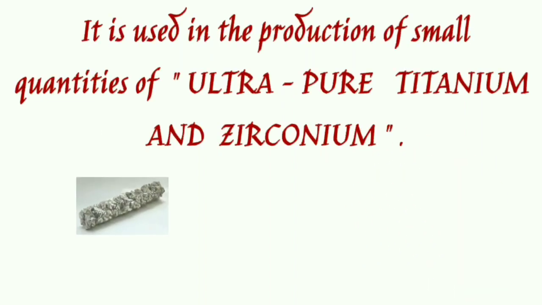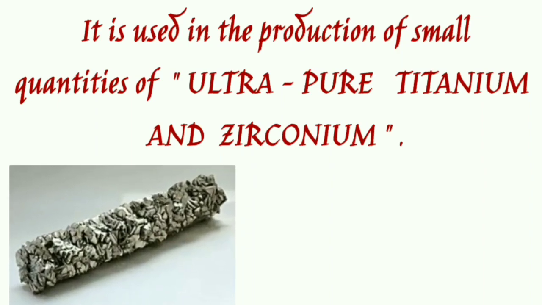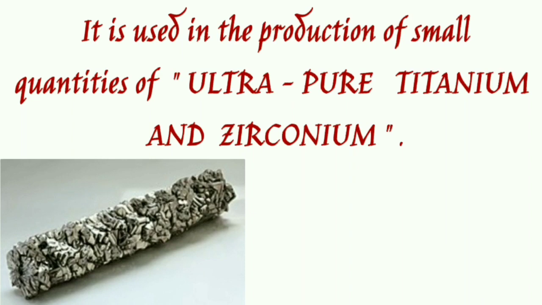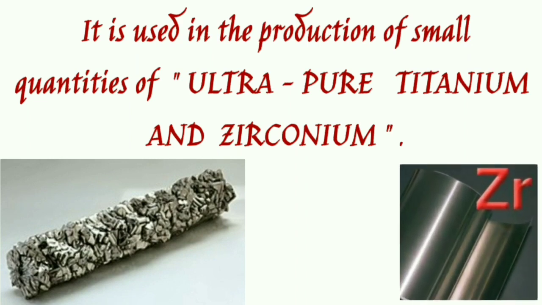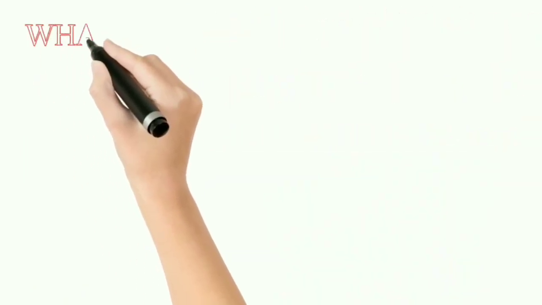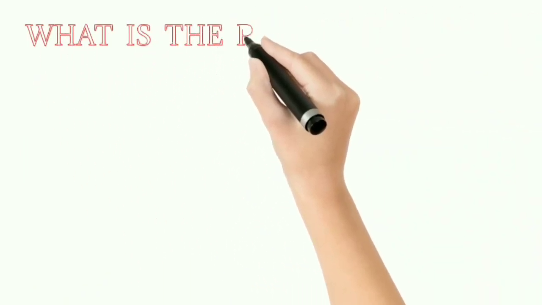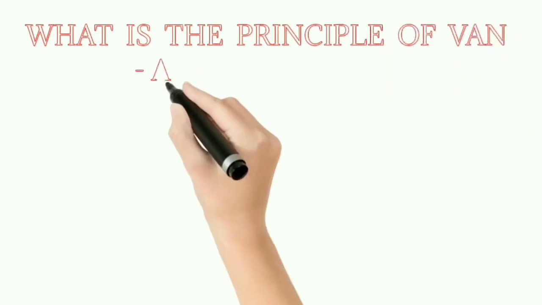Now let me explain about the principle of the Van Arkel method. So what is the principle behind this Van Arkel method? Let me tell you. The picture we are seeing here is titanium and the other one is zirconium. Zr is zirconium. Okay, now let's see about the principles of the Van Arkel method. What is the principle behind this?